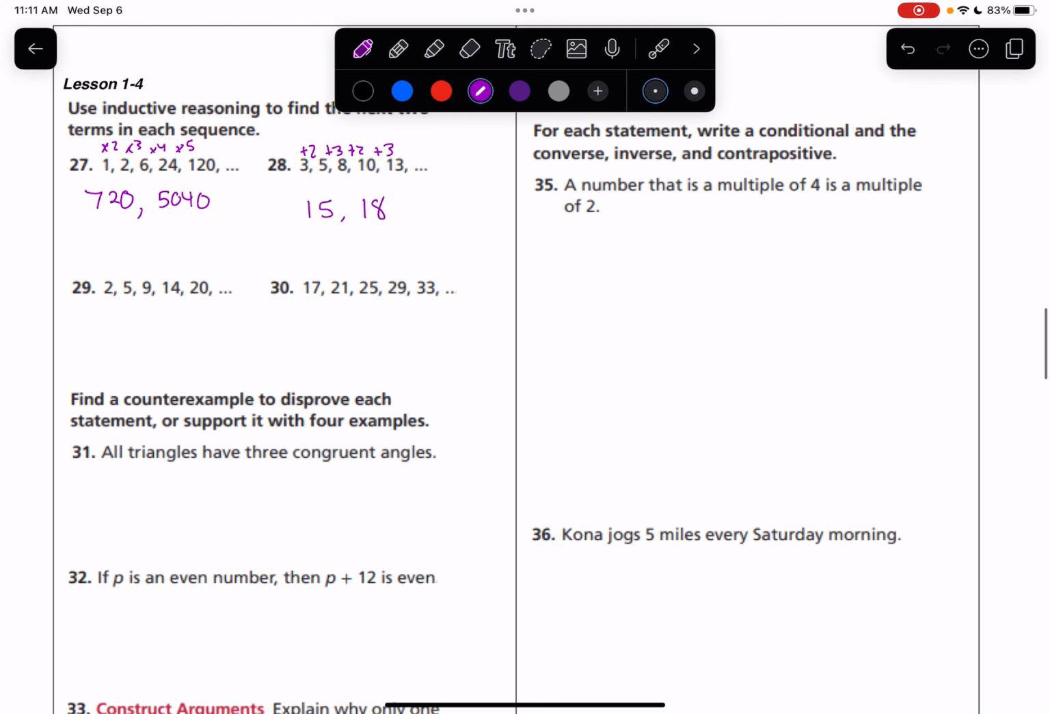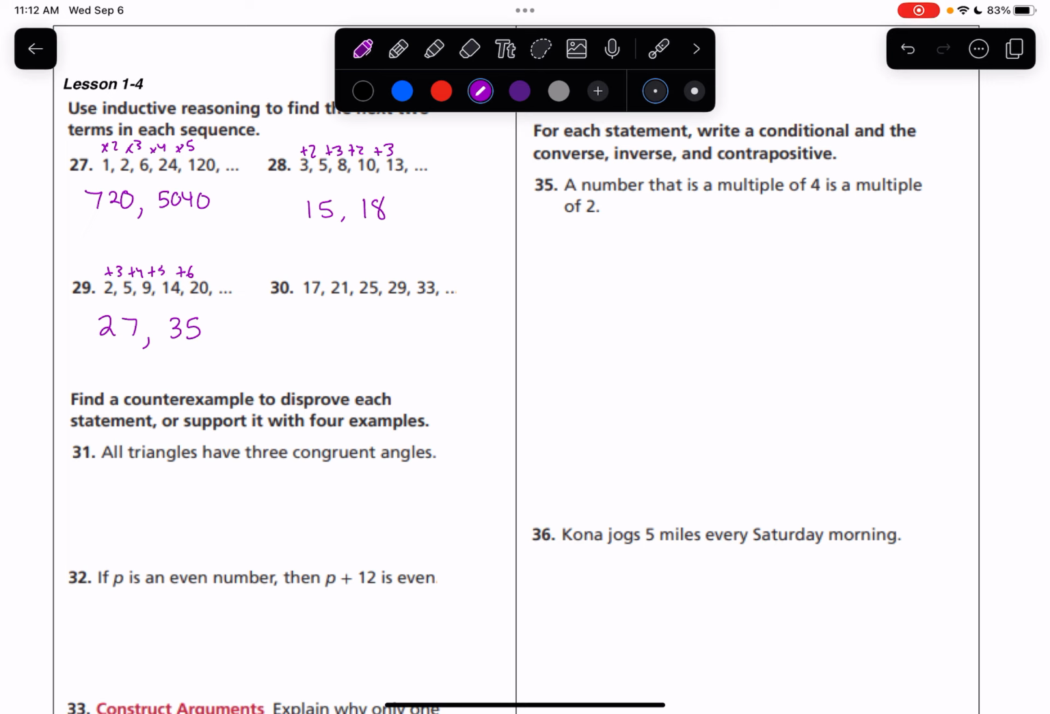Number 29, we've got 2 to 5, so that's plus 3, plus 4, plus 5, plus 6. 20 plus 7 is 27. 27 plus 8 is 35.